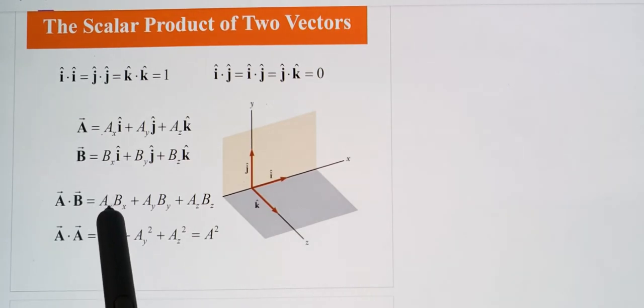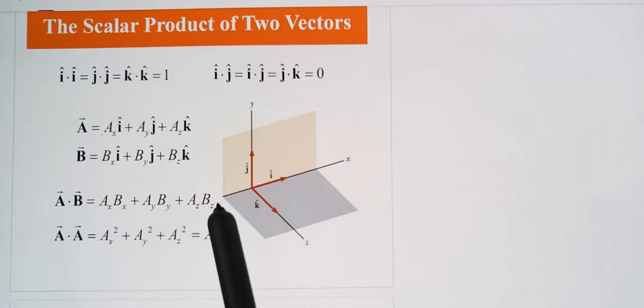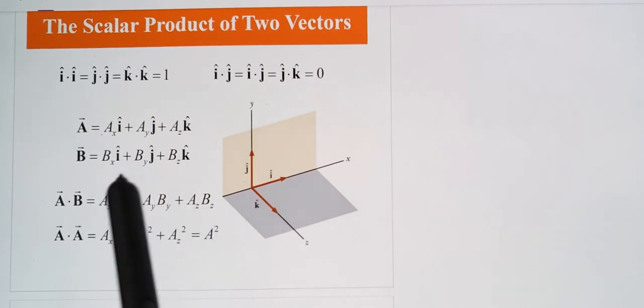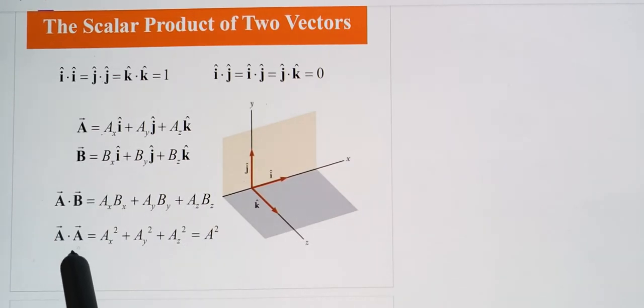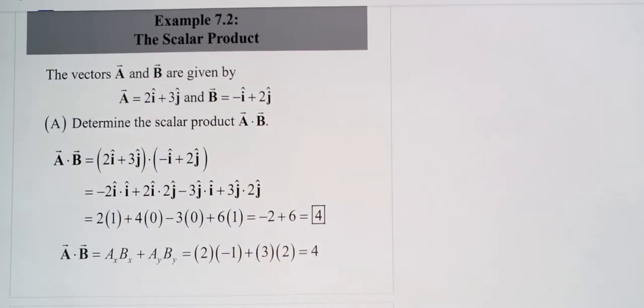This is a number, and this is a number, and this is a number, so you end up with a number. No vector, just a number, a scalar. And in the case you have A dot A, it's just A squared, AX squared plus AY squared plus AZ squared. I think now we'll do a mathematical example just to clarify things.